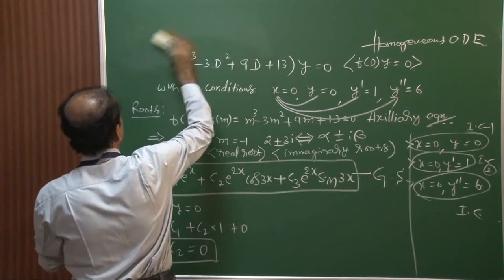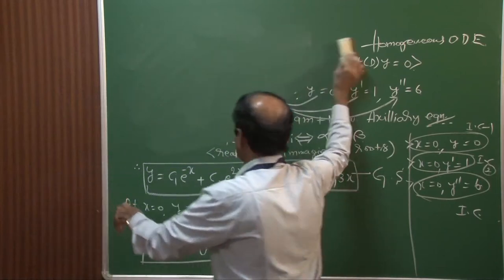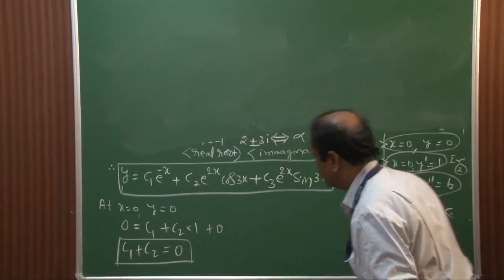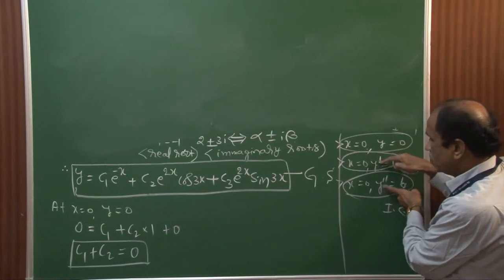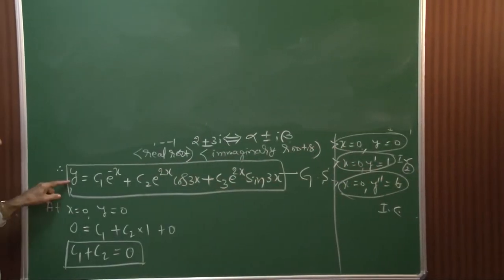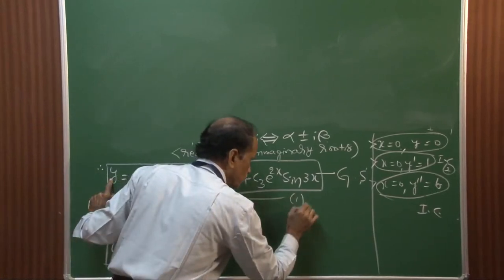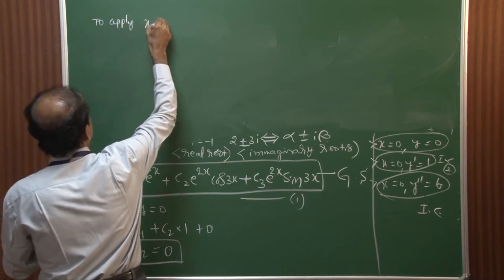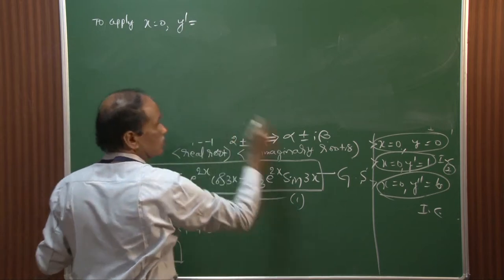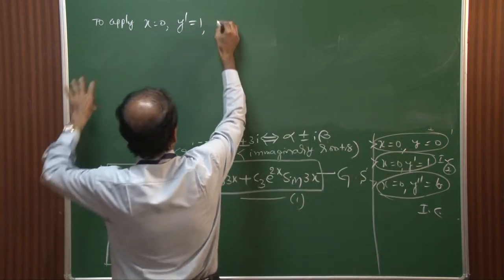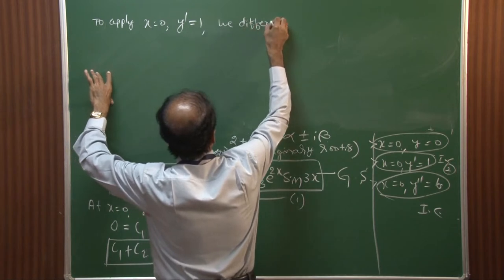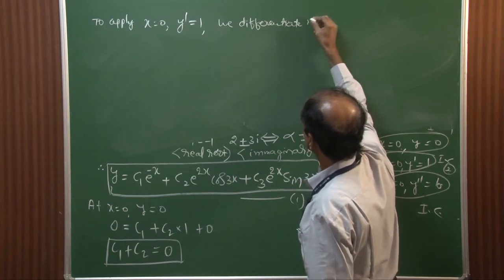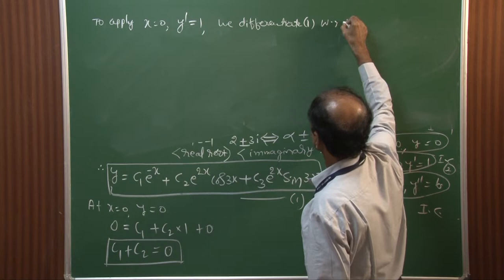To apply the second initial condition, you need to take the differentiation. Why? Because the second and third need to be applied with the differential coefficient. Thereby, we have to take the differentiation of this step, which I can call equation 1. To apply x equal to 0, y dash is equal to plus 1, we differentiate equation 1 with respect to x.